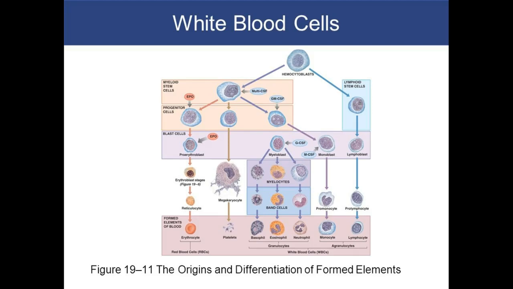I wouldn't worry too much about these lines. I would know the general fact that all of the formed elements except for the lymphocytes come from one line. Lymphocytes come from a different line. If I happen to ask you the lymphoid stem cell, I don't think that's going to throw you too far off because it's actually in the name.